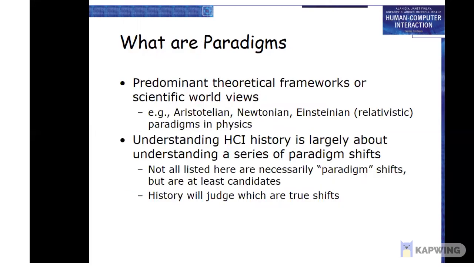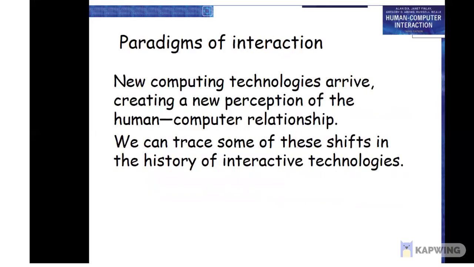So what are paradigms? Predominant theoretical frameworks for a scientific worldview, for example, Newtonian and Einsteinian paradigms in physics. In ubiquitous computing, we have to understand that the history of human-computer interaction is largely about understanding a series of paradigm shifts. Not all those listed here are necessarily paradigm shifts, but they are at least candidates. History will judge which are the true shifts. So, paradigms of interaction: new computing technologies arrive, creating a new perception of the human-computer relationship. We can trace some of these shifts in the history of interactive technology.